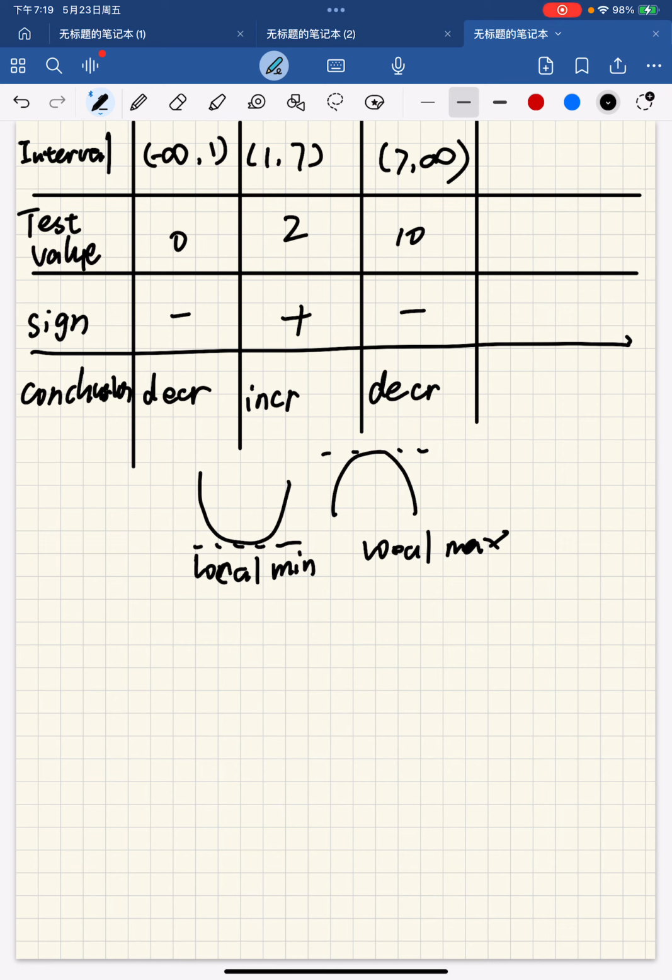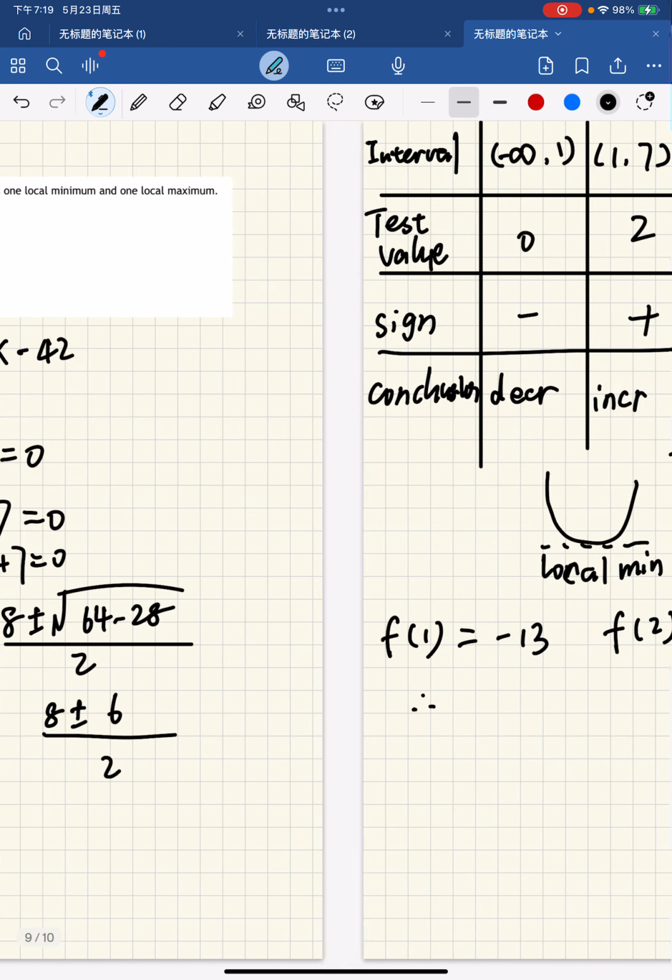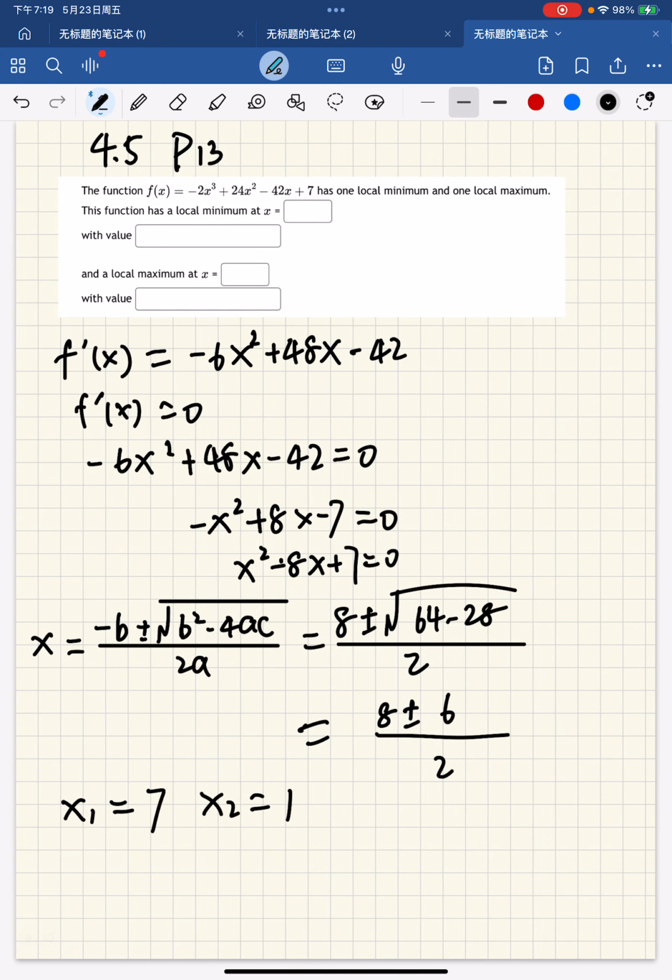Right now we just need to plug the values into the original equation, f(x). We get that f(1) equals negative 13 and f(7) equals 203. So when x equals 1, it has a value of negative 13. When x equals 7, it has a value of 203.